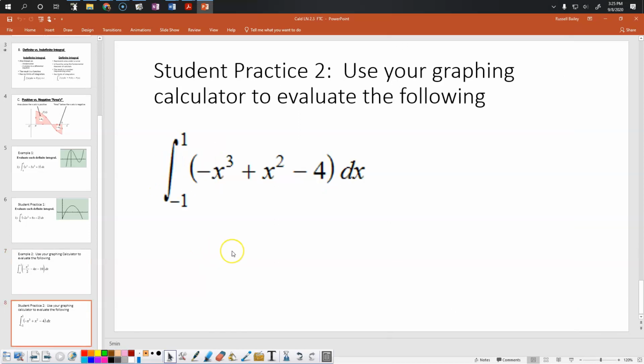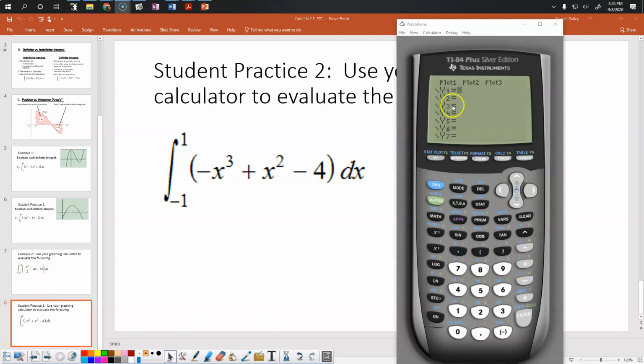So here's one for you guys. Go ahead and take a moment and see if you guys can accurately find the area under this curve from -1 to 1 using your graphing calculator. If you need to pause the video here, go ahead and do so. So for this one, just because it's calculator, I'm going to actually go through it instead of just putting the answer up. So here we go.